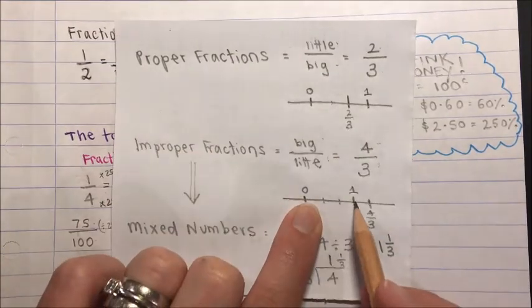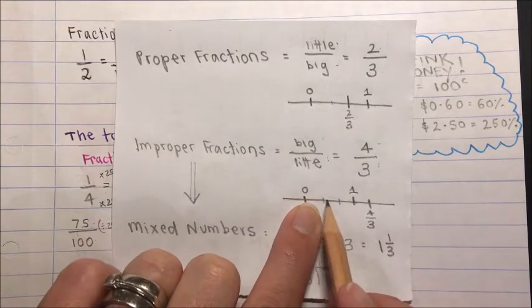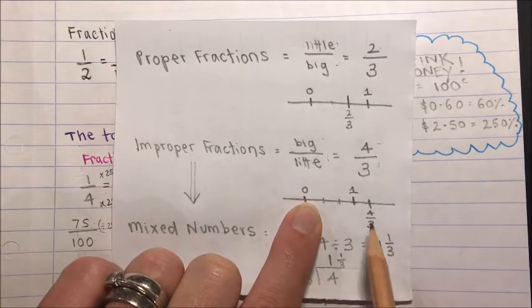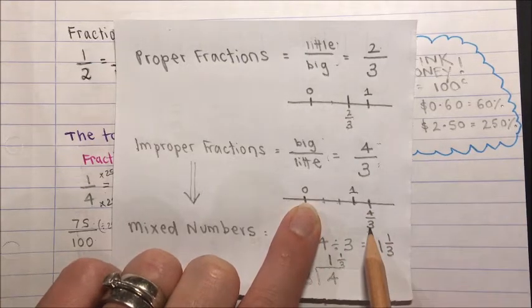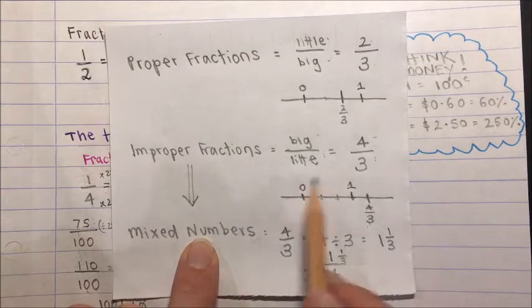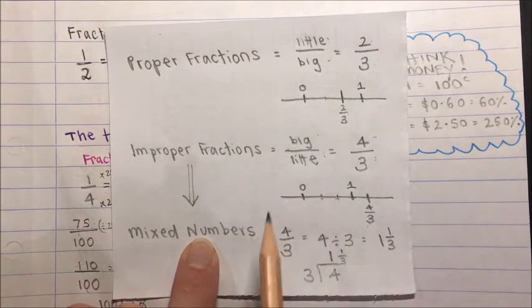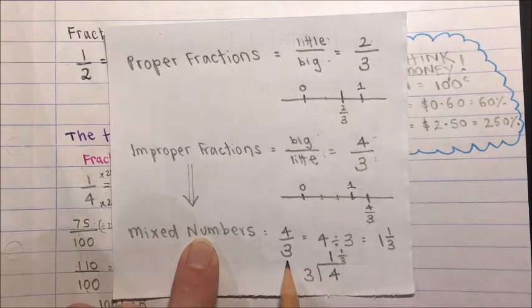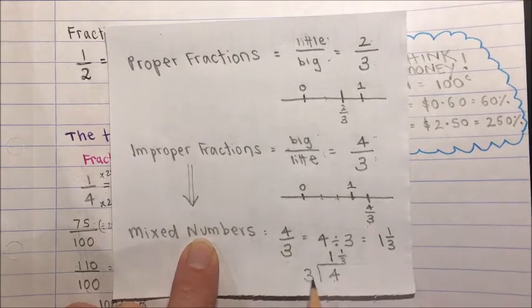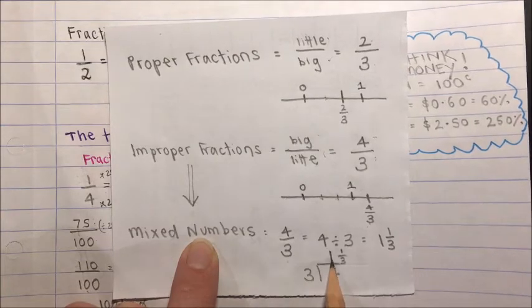Expressed on a number line, there's 0, there's 1, 1/3, 2/3, 3/3, 4/3. So it's more than 1. So I can express improper fractions as mixed numbers. I know that intuitively, but I also know that because 4/3 is the same as saying 4 divided by 3. So 4 divided by 3, 3 goes into 4 once, remainder 1/3.